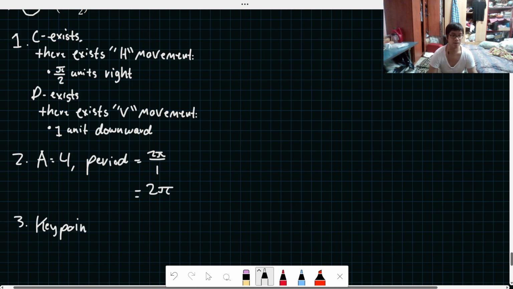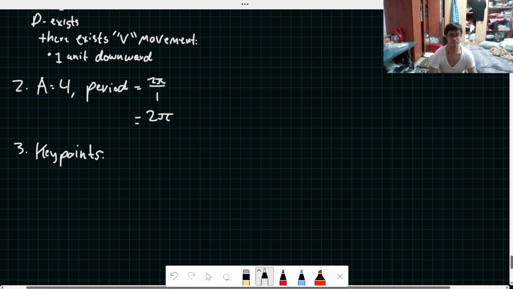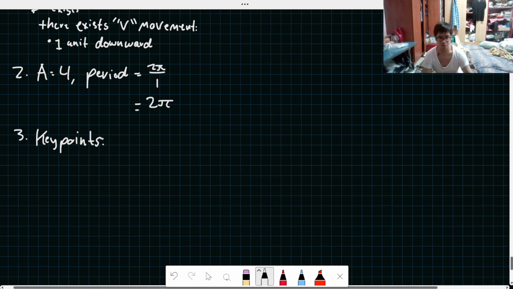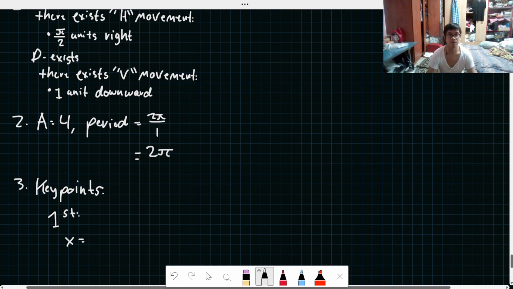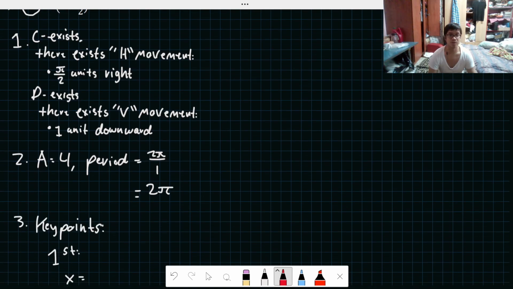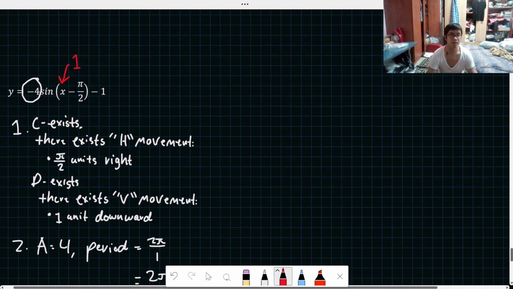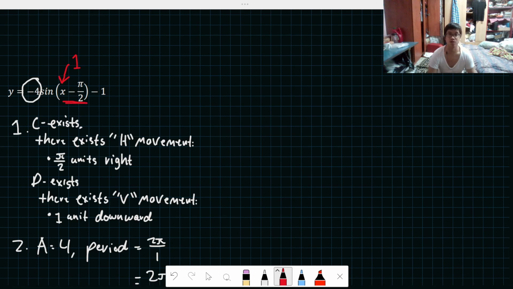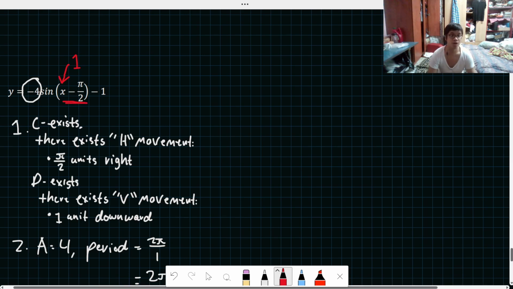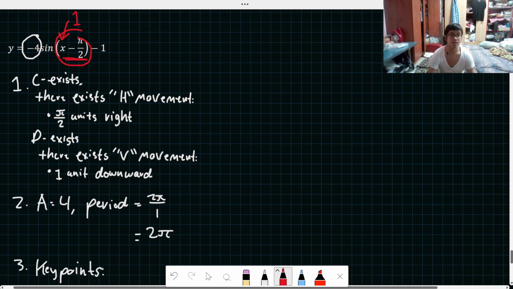Okay. Now, what's the first step? First step, of course, you're going to focus on the first key point, right? So for your first key point, you're going to find your x value first. What's the x value of your first key point? Remember, you're going to equate what's inside of your sine function to 0 and solve for x. So inside of your sine function, you have what? X minus pi all over 2, right?